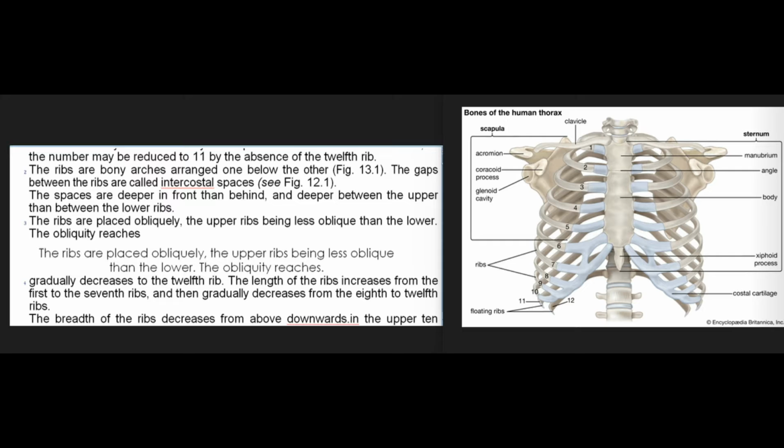2. The ribs are bony arches arranged one below the other, Fig 13.1. The gaps between the ribs are called intercostal spaces, see Fig 12.1. The spaces are deeper in front than behind, and deeper between the upper than between the lower ribs. 3. The ribs are placed obliquely, the upper ribs being less oblique than the lower.